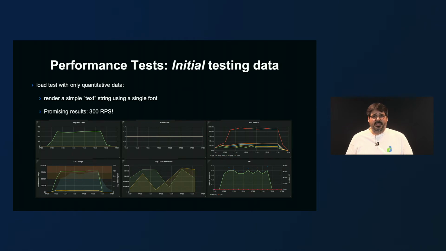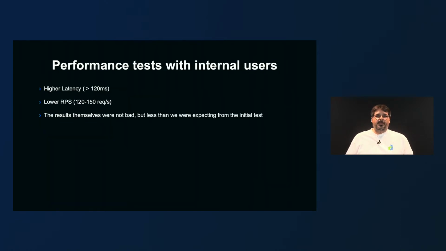We soon realized, though, that this was too good to be true. And as soon as we started internal user testing, we saw a different picture. So when internal users started to send the test messages, we noticed that the average latency was much higher, about 120 milliseconds, and we were serving a lower number of requests per second. And these results themselves were not bad. It was still within the SLAs that we were expecting, but it was much less than what we saw in the initial test. Well, this probably means that the initial test data was not good enough.